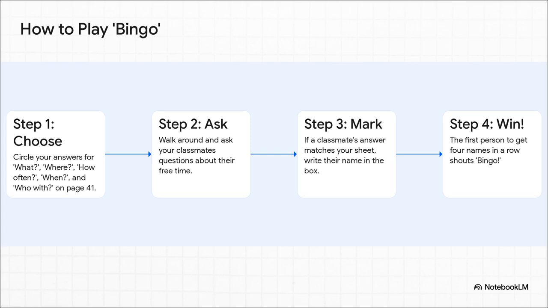First thing you're going to do is look at your bingo card and just circle your answers for each category. Then you're going to get up, walk around the room, and ask your classmates questions. And if you find someone whose answer matches one on your card, you write their name in the box. Get 4 in a row, and you know what to do. Yell, bingo!